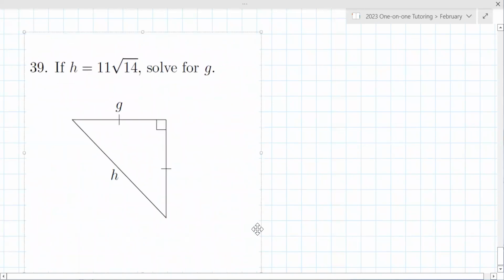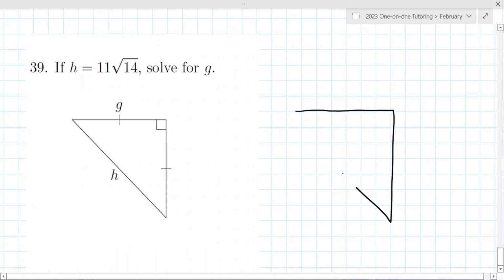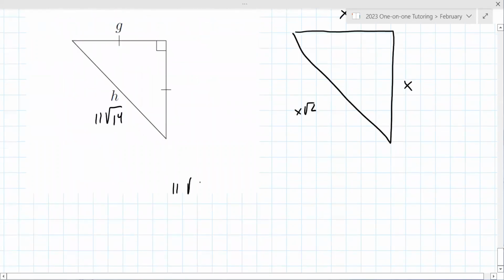All right, so this time, giving you the hypotenuse there, just like the other ones. I'm giving you the x root 2 side. Okay, and we're saying that h is 11 square root of 14. So you set those equal. You set 11 square root 14 equal to x root 2, and you divide both sides by the square root of 2.